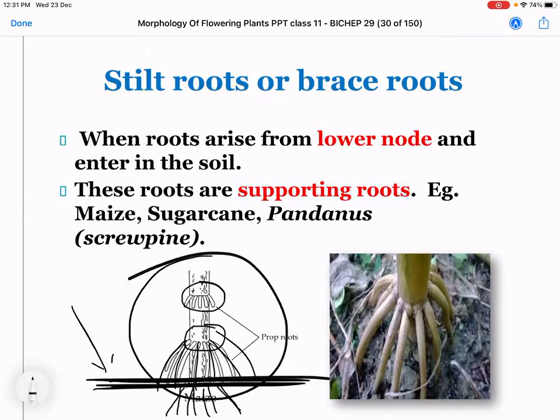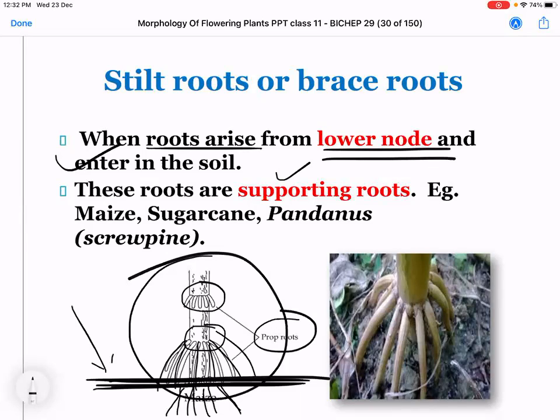Ready? So to give mechanical support, roots arise from lower nodes and enter the soil. So it is also known as supporting root or prop root, the other name. Other names must be remembered by you.